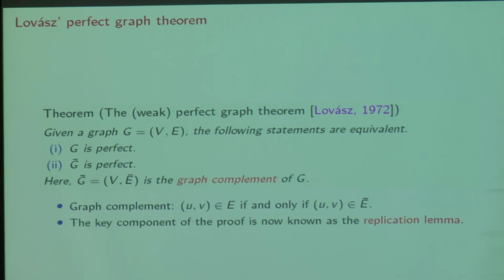And the key component of the proof is the replication lemma. I heard that Fulkerson was trying to prove this theorem, but he couldn't find this lemma. But Lovász was the one who figured out this key component in the proof.